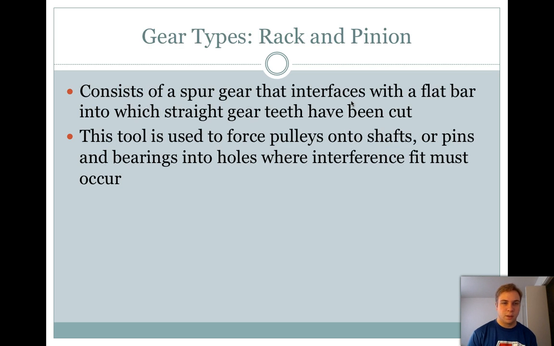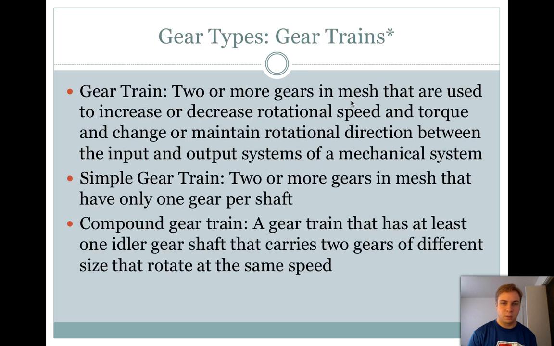Rack and pinion. Consists of spur gears that interface with a flat bar into which straight gear teeth have been cut. This tool is used to force pulleys onto shafts or pins and bearings into holes where interference fit must occur. Gear trains. A gear train is two or more gears in mesh that are used to increase or decrease rotational speed and torque and change or maintain rotational direction between the input and output systems of a mechanical system.